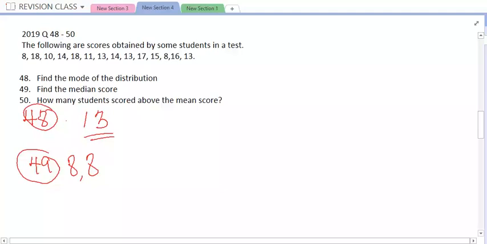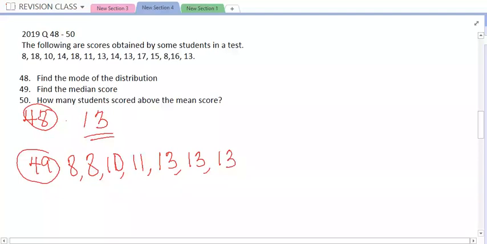After 8, the next data is 10. Sorry, we have 10 there, and it occurred just one time. Then we have 11, which occurs one time. Do we have 12 in the data? No 12. Then we have 13, written three times because it occurred 3 times.